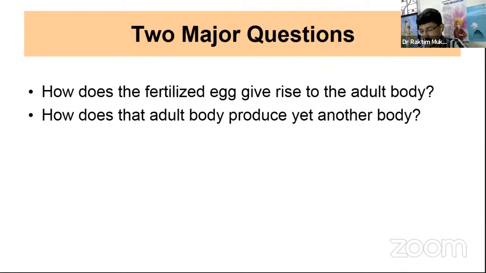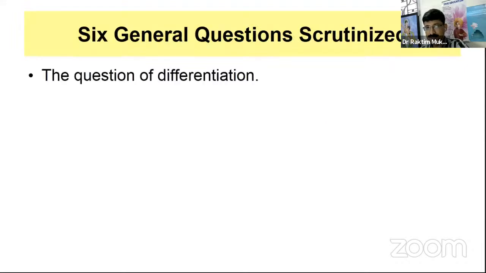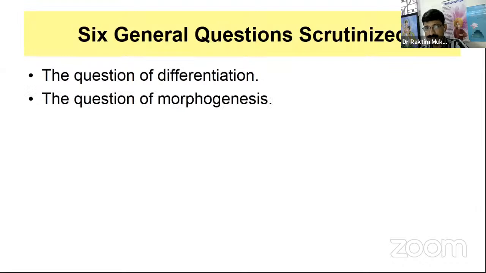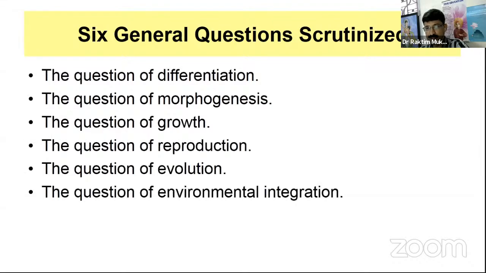In addition to these two fundamental questions, we always have 6 general questions that are scrutinized, and those 6 general questions, one by one, I shall talk about. The question of differentiation, the question of morphogenesis, the question of growth, reproduction, evolution, environmental integration. So along with the 2 specialized questions, we are supposed to answer 6 general questions that the subject carries.